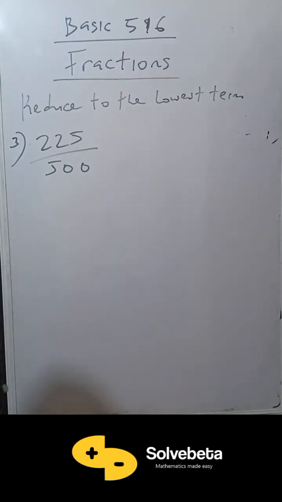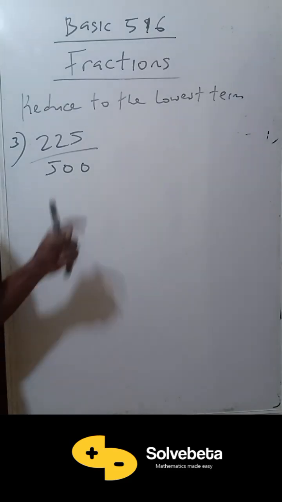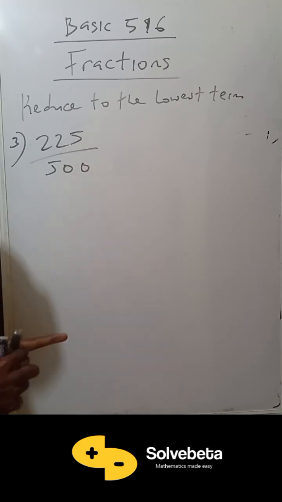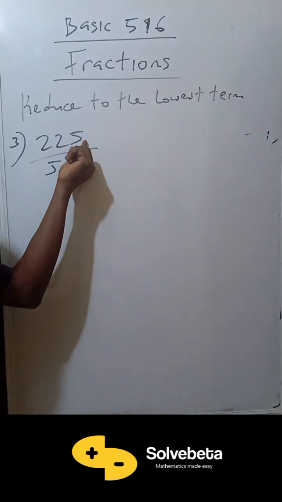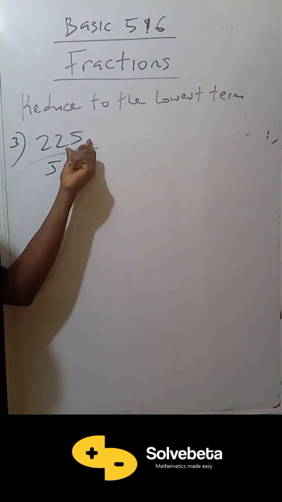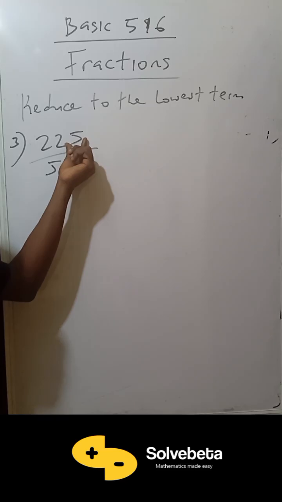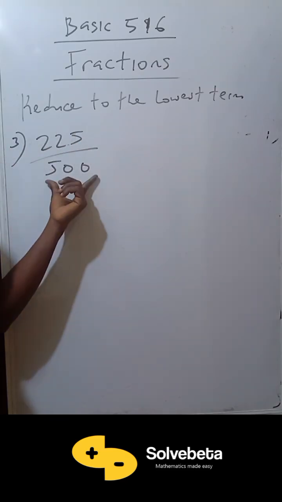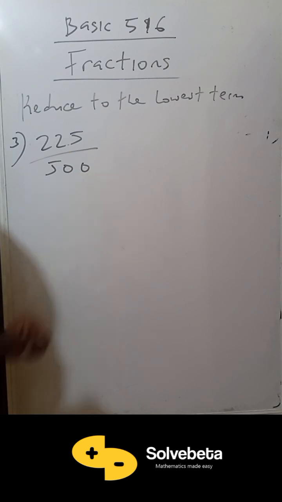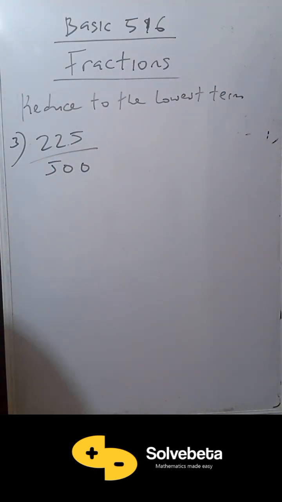Let's try 5. 5 can divide 225. Any number that has the last digit 5 can be divided by 5. If you see a whole number whose last digit is 5, that number can be divided by 5. Yes, that's the rule of divisibility. Any number that has the last digit 0, like 500, can also be divided by 5. 225 has the last digit 5, so it can be divided by 5.